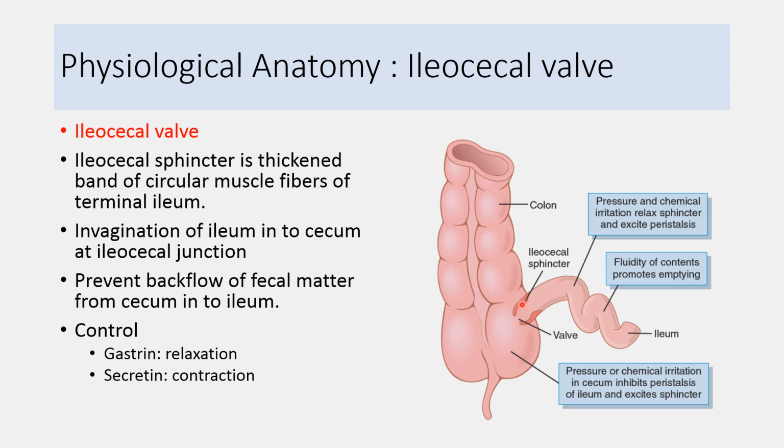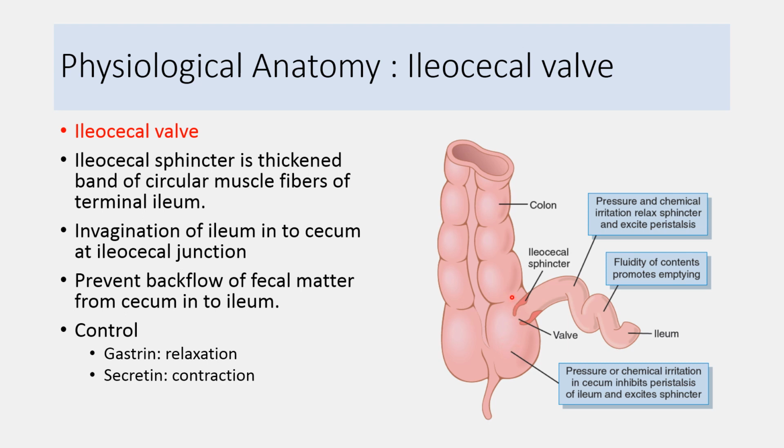It is the terminal part of the ileum, which contains a large amount of circular muscle fiber and acts as a valve. It prevents backflow of fecal material from the cecum into the terminal portion of the ileum. Pressure and chemical irritation relax the ileocecal sphincter and increase emptying of the content from the ileum into the cecum. Fluidity of the content also promotes emptying of the ileal contents into the cecum.